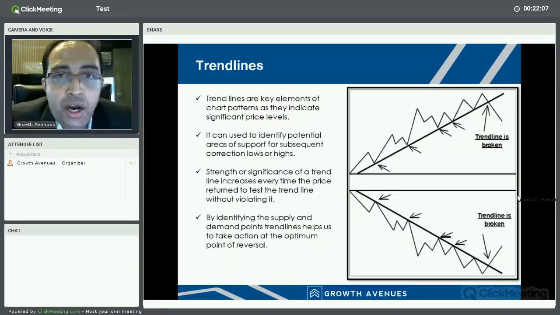So the first study which I am going to share with you today is about trend lines. Trend lines is one of the simplest tools.